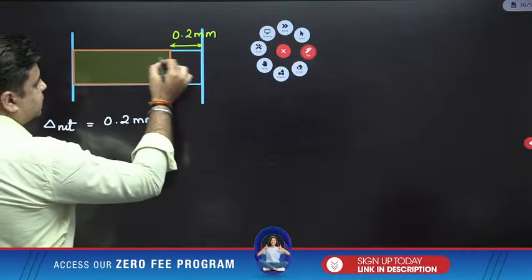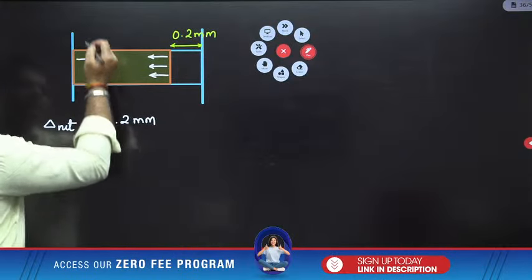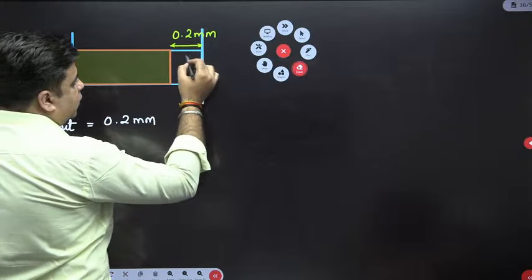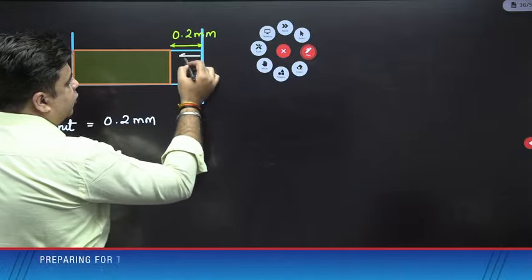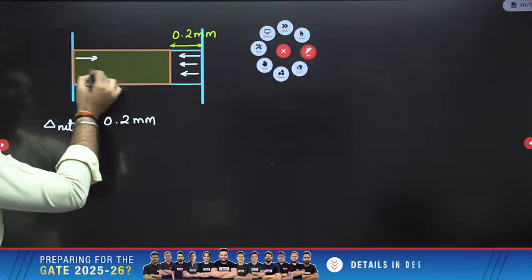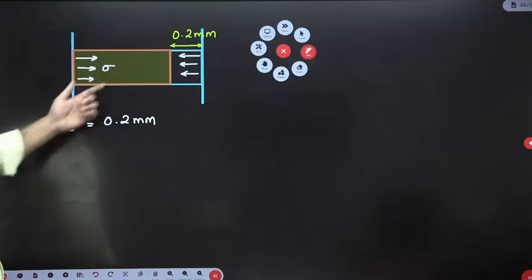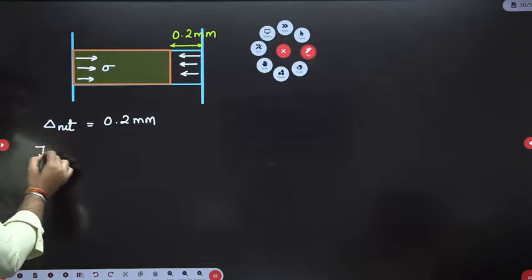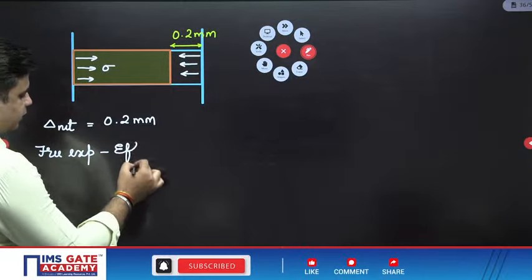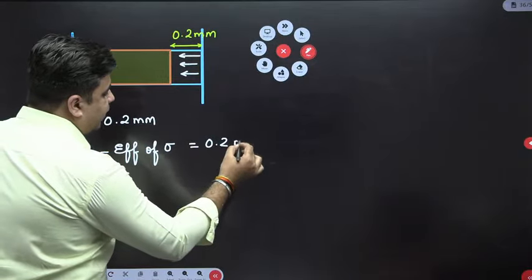Now you can see this bar will be experiencing axial thermal stresses when it expands by 0.2 mm and wants to expand more. Till 0.2 mm there will be no thermal stresses, but the moment it wants to expand more than 0.2 mm, thermal stresses sigma will be induced in the bar. So delta net for this bar is equal to free expansion of the bar minus effect of sigma, which is equal to 0.2 mm.